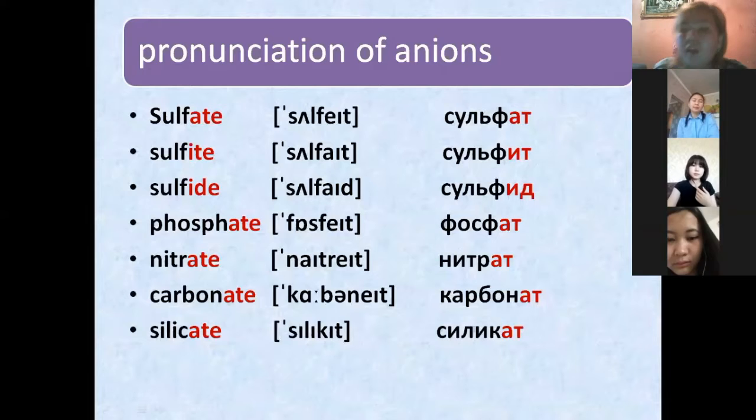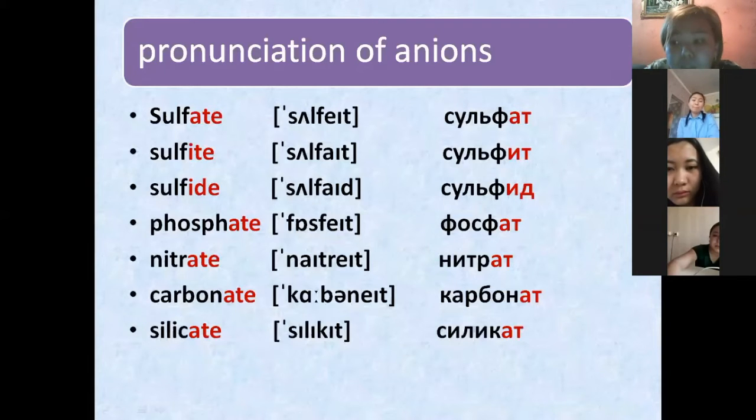Next, now let's pronounce the names of the anions correctly. Aidana, please tell me how to pronounce this anion correctly.